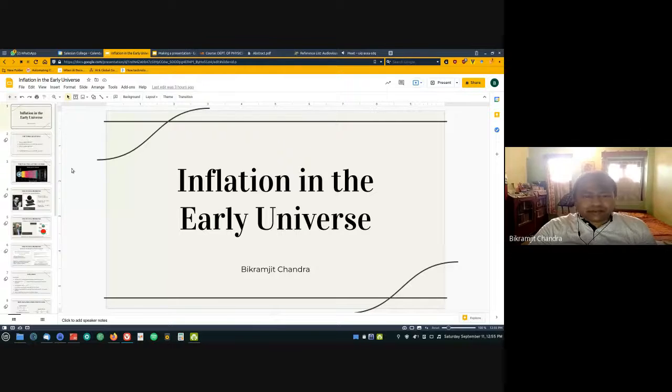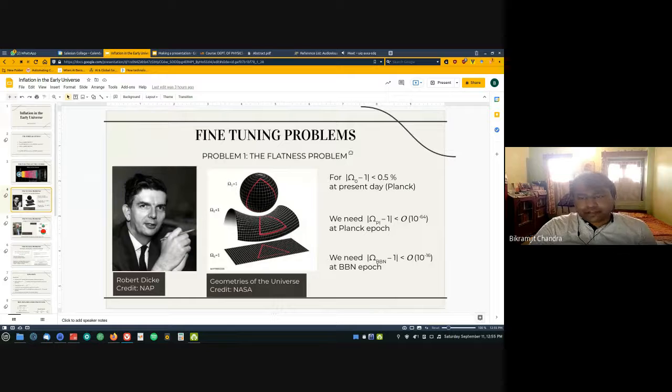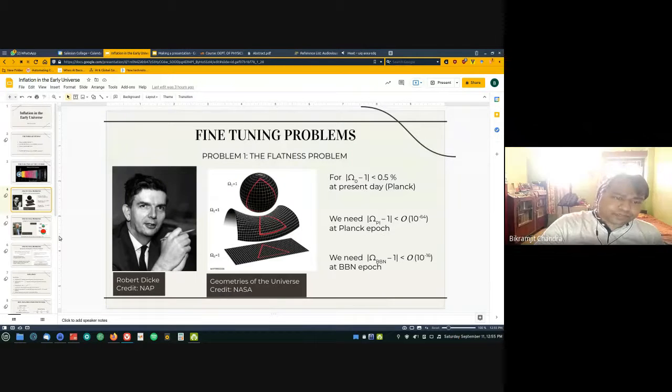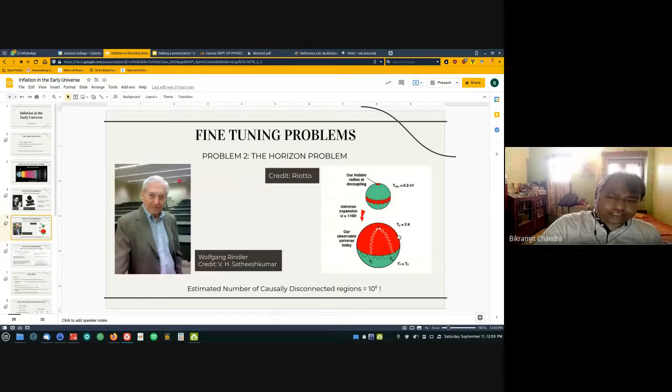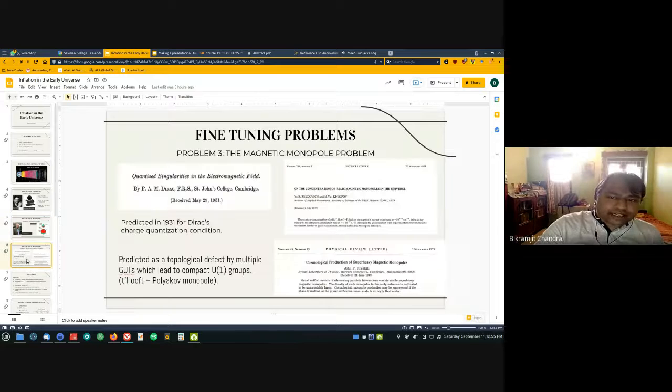So, for example, what I mean by 1 topic per slide, let's have a look at the fine-tuning one. The only thing I talk about on this slide is the flatness problem. The only thing I talk about on this slide is the horizon problem. Even though I have some space here to fit something else, I don't use it. The only thing I talk about on this slide is the magnetic monopole problem. You want each slide to only have 1 idea. You can share ideas across slides. For example, all 3 of these do talk about the fine-tuning problems, but you just want to limit 1 idea to 1 slide, nothing more than that.